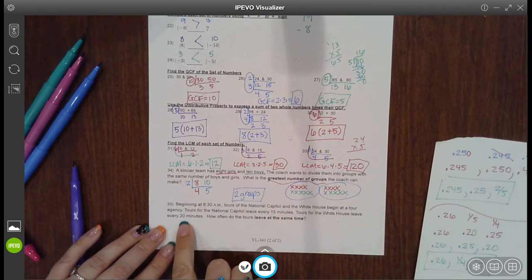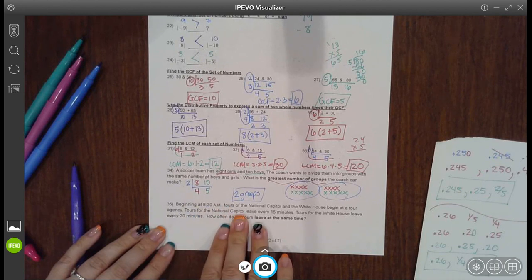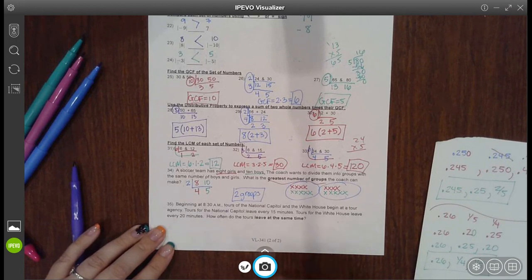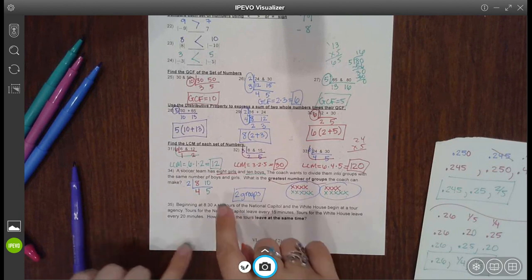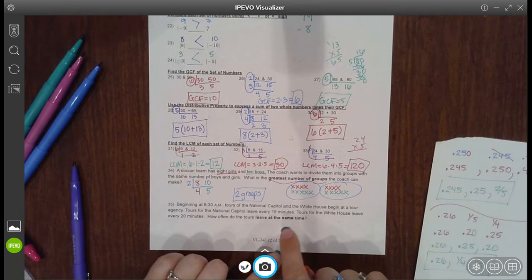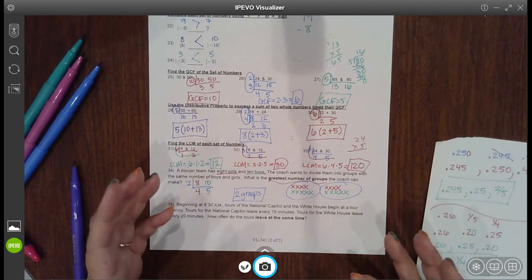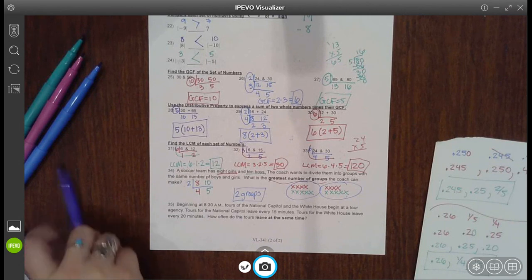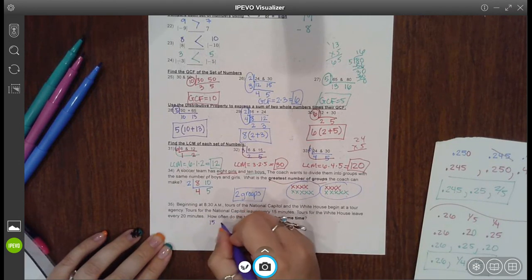And then after every 20 minutes, okay, so 20 minutes have passed, another 20 minutes have passed, I get to 40 minutes, another 20 minutes have passed, I get to 60 minutes. Again, that's talking about multiples. And you want to know, when will they leave at the same time? So when will finally both times end up being the same time? So when are they going to have a common multiple? This is the least common multiple. Okay, so I'm going to do the least common multiple of 15 and 20.